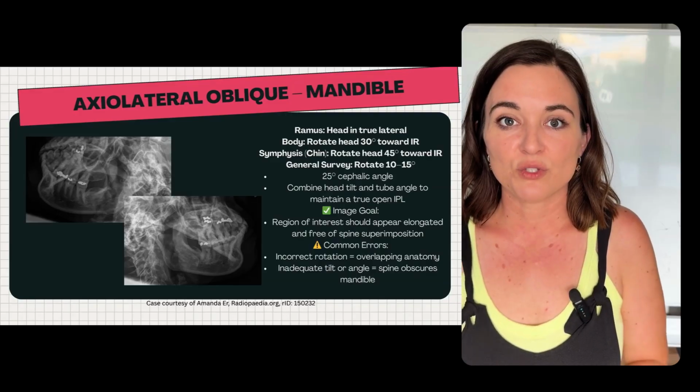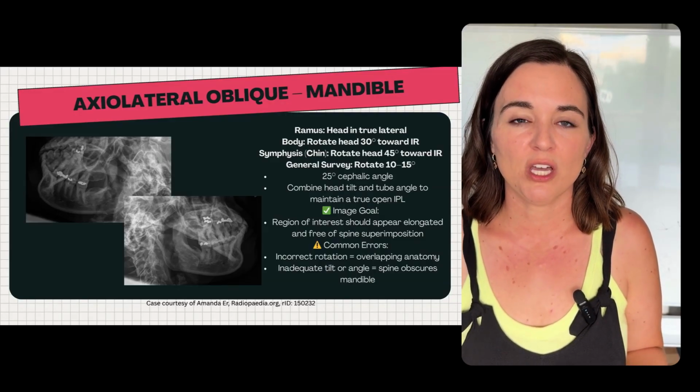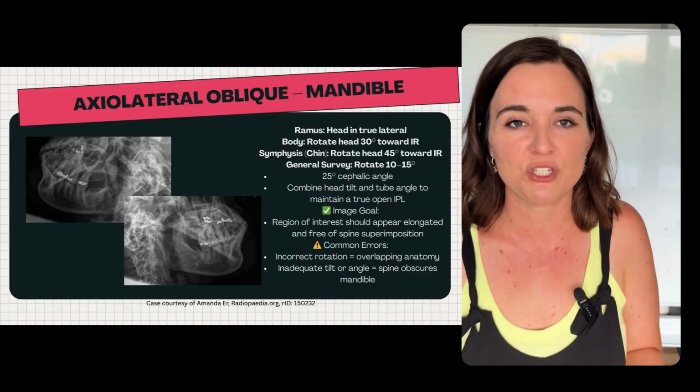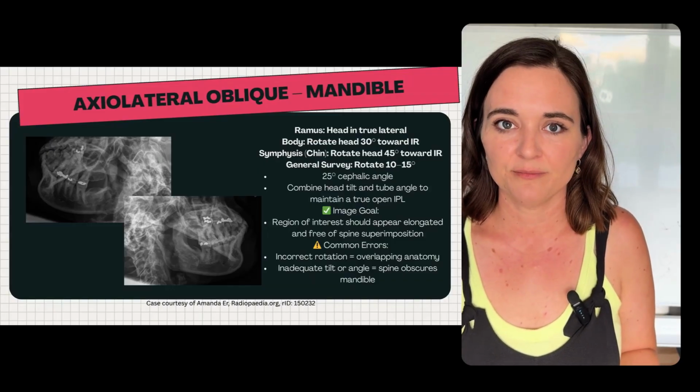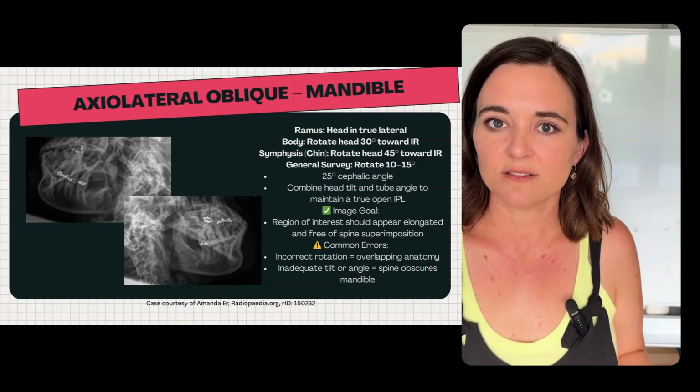The CR is angled 25 degrees cephalic. Our goal here is a specific portion of the mandible elongated and projected clear of the spine. We use this for fractures, cysts, or infection sites.